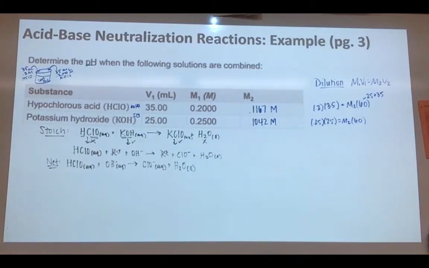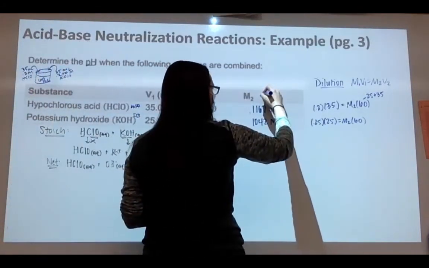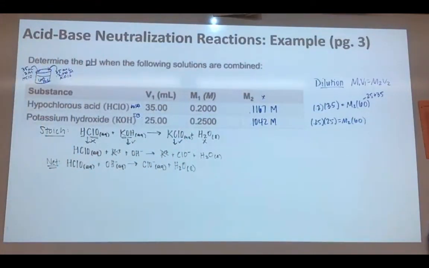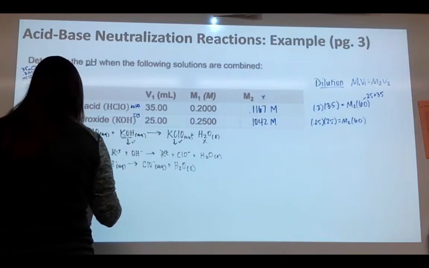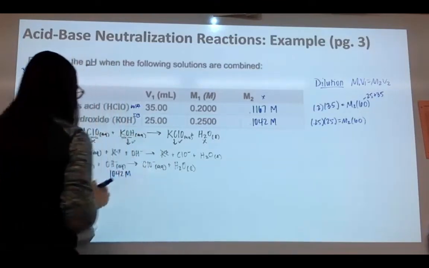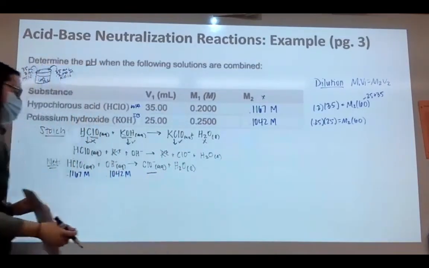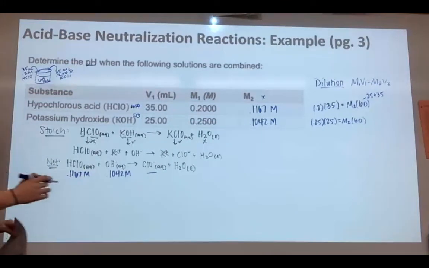Now, we can look at the stoichiometry. Using the net ionic equation, what happens when these react? So, HClO, I'm going to use these M2, because the results from the dilution are our values that we use in stoichiometry. So I have 0.1167 molar weak acid, 0.1042 molar OH minus. I don't have any ClO minus at the beginning. And H2O we don't care, because H2O is just a liquid in the container.